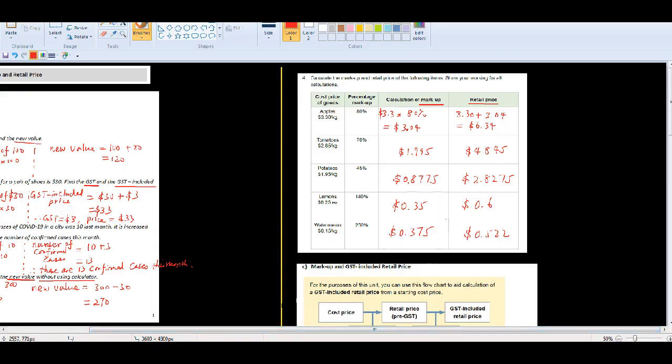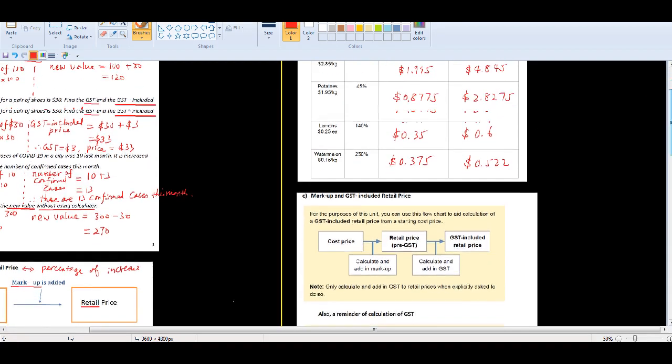Please check your answer. If you got all this correct, then you understand how to use the formula, but you need to apply the formula for different situations. The question might be different in terms of how they formulate different quantities, like cost price, markup percentage, and the retail price. You need to be careful.